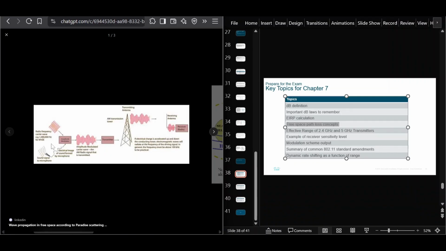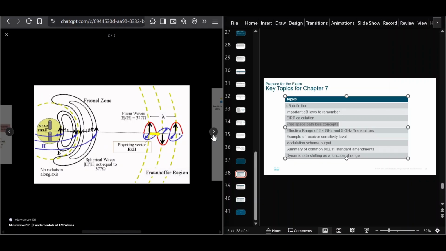Radio frequency carrier and amplitude modulator: this is how sound is carried. Amplitude modulation means the carrier carries and translates the signal. So it is sending the signal, but it is not the translator.